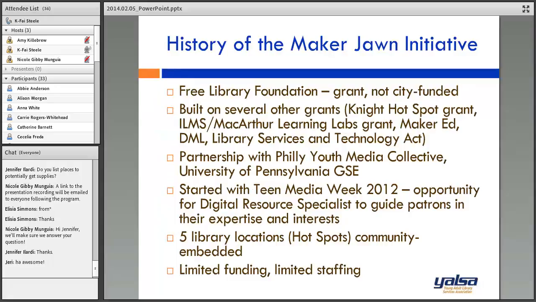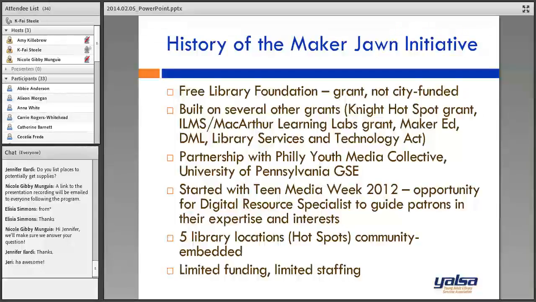Like I said, the Maker John initiative started when we got a grant from the Maker Ed initiative. I think we got that in January of last year, but the programming began with a six-week-long training camp, I think in April. Before that, we had built up Maker programming on several other grants.